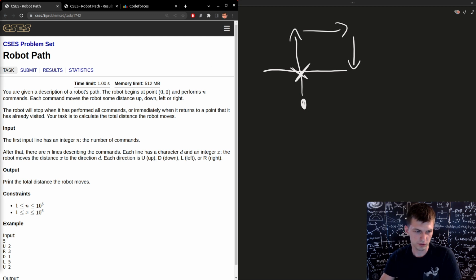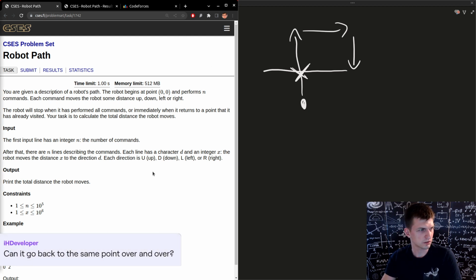Can it go back to the same point over and over? I think the input will allow that, but you need to say when it stops, when for the first time it happens.